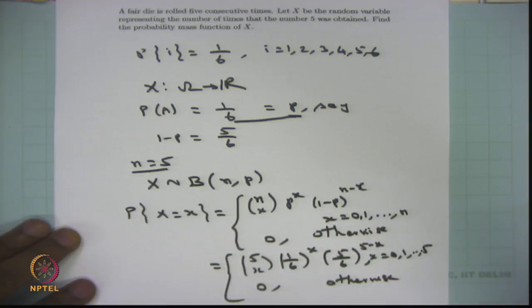Suppose the question is to find the mean and variance. Since it is a binomial distribution, you can use the relation of mean and variance and so on, and you can even find the further moments for this problem. Now we will move into the second problem.